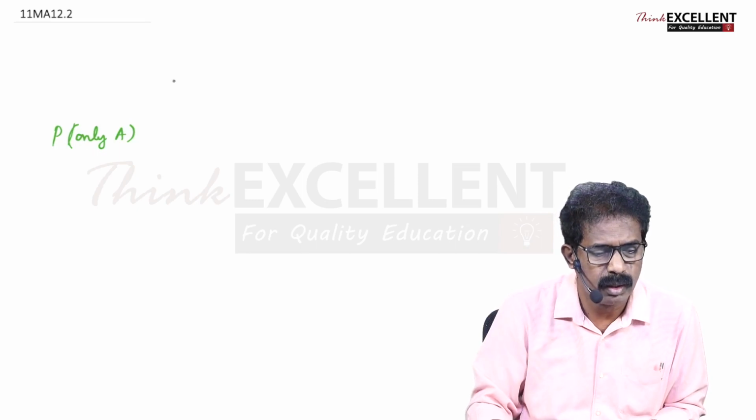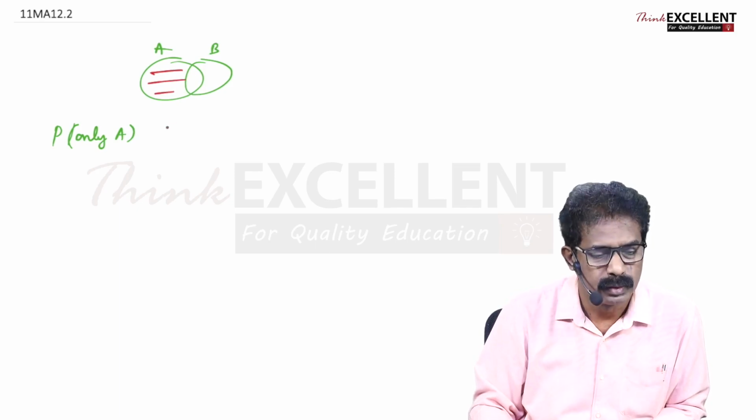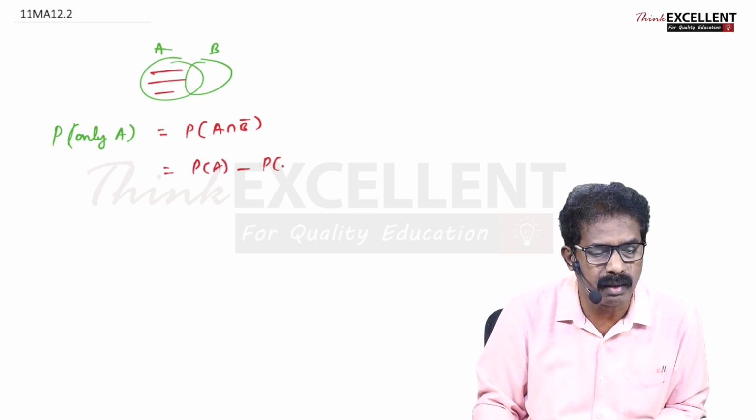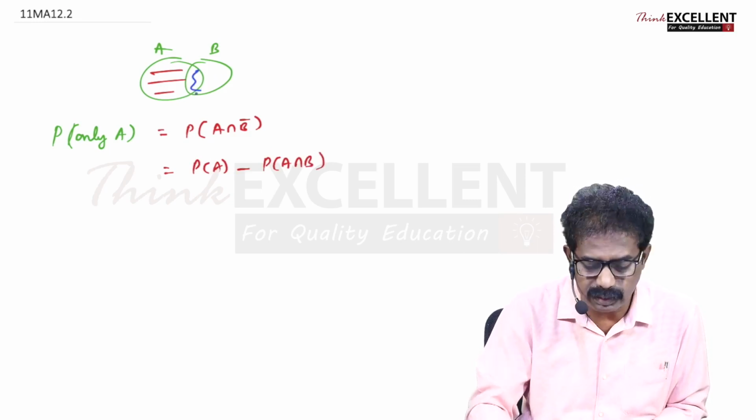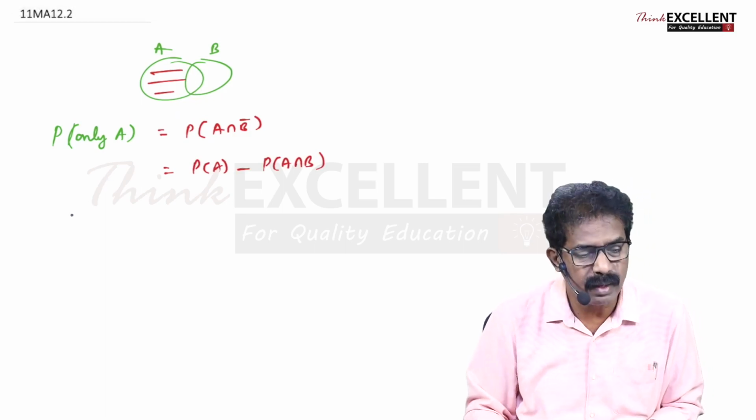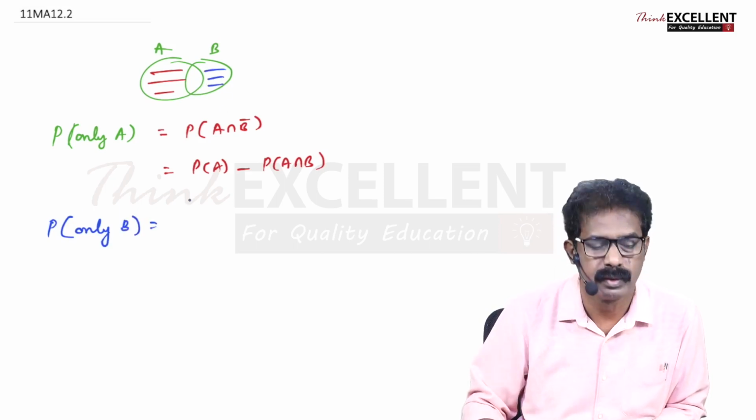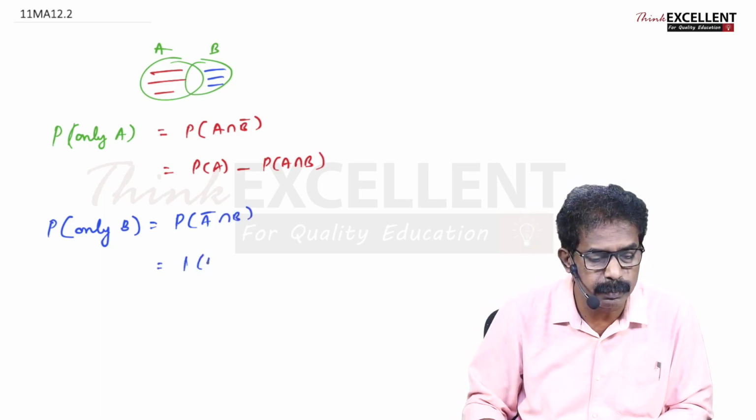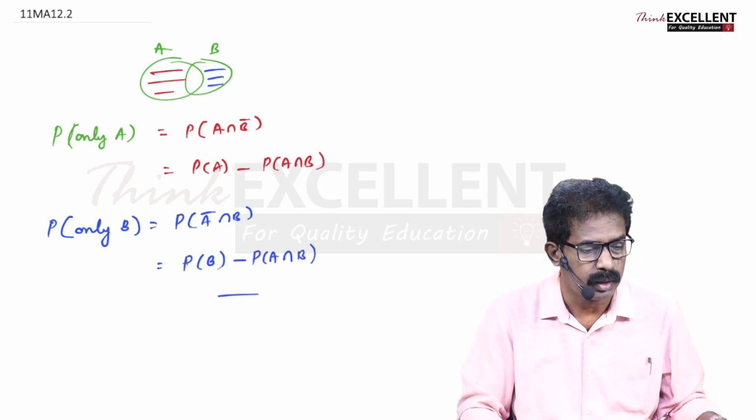Then the probability that only A occurs. So what's the meaning of that? Say this is A, this is B. Only A means this portion alone. So that is actually P of A intersection B bar. This can be written as P of A minus P of A intersection B, right? From the entire A, you remove this portion. Same way, only B. That is this portion, P of A bar intersection B, outside A but in B. And that can be written as P of B minus P of A intersection B. Okay, that also you remember. You can do the sums very easily.